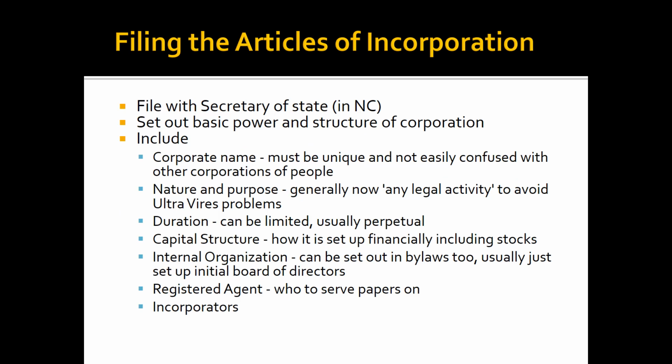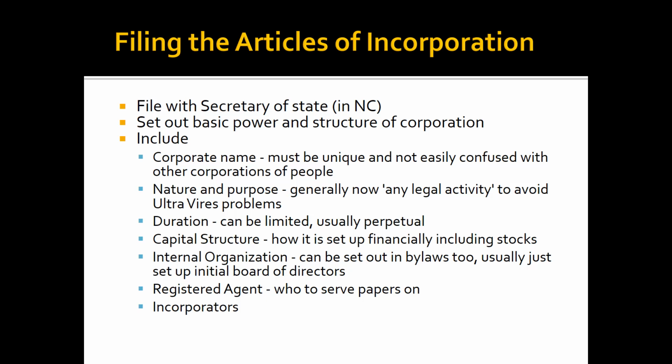What you do is you get a draft of your articles of incorporation, and you file this draft with the North Carolina Secretary of State. Other states might use different people to take it, but that's what we do in North Carolina. And it sets out how the corporation is structured and what it's going to do. So here's what's in your articles of incorporation at a bare minimum.